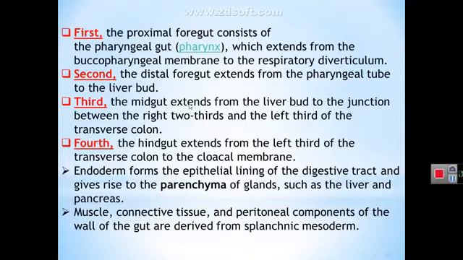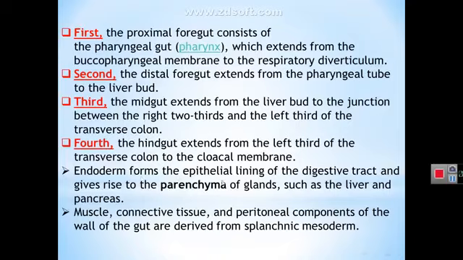The midgut extends from the liver bud to the junction between the right 2/3 and the left 1/3 of the transverse colon. The hindgut extends from the left 1/3 of the transverse colon to the cloacal membrane.